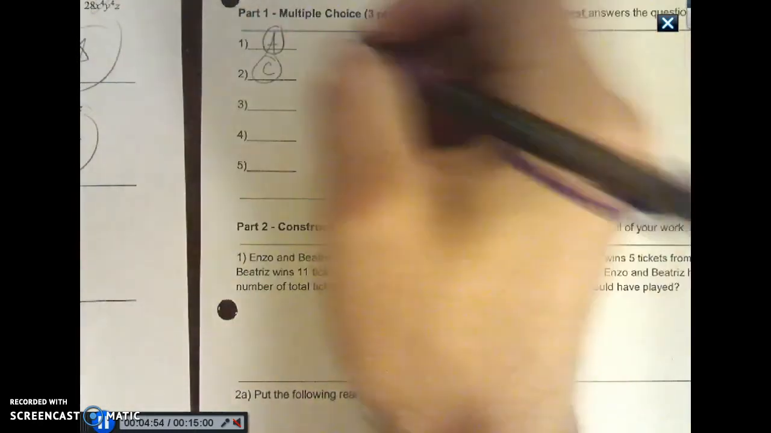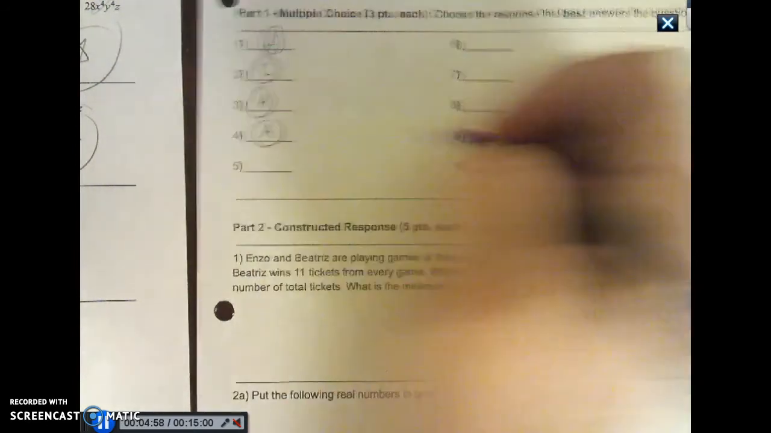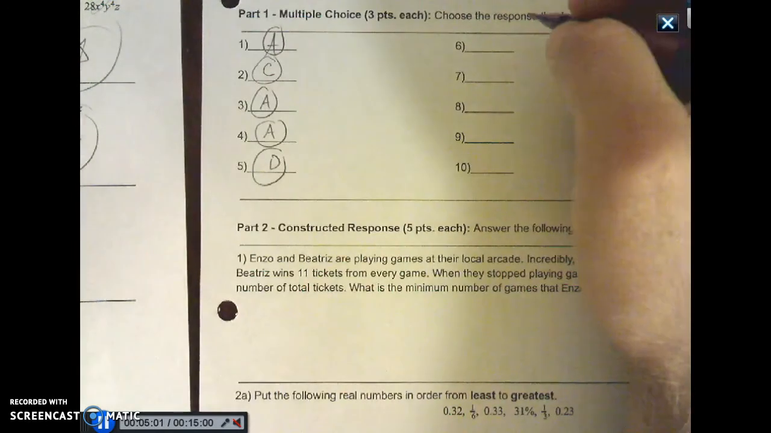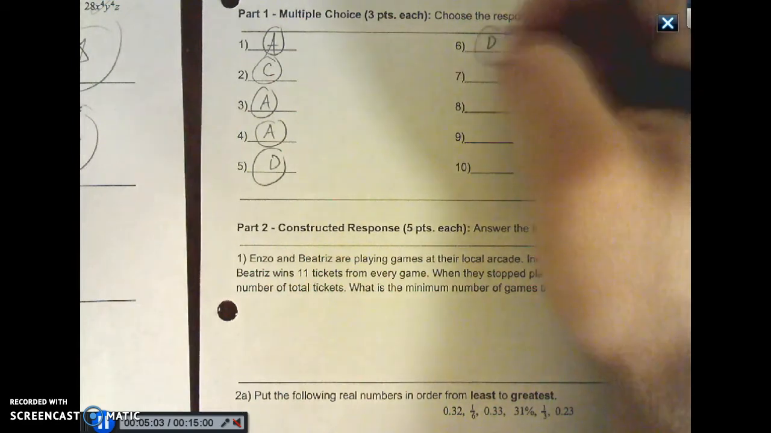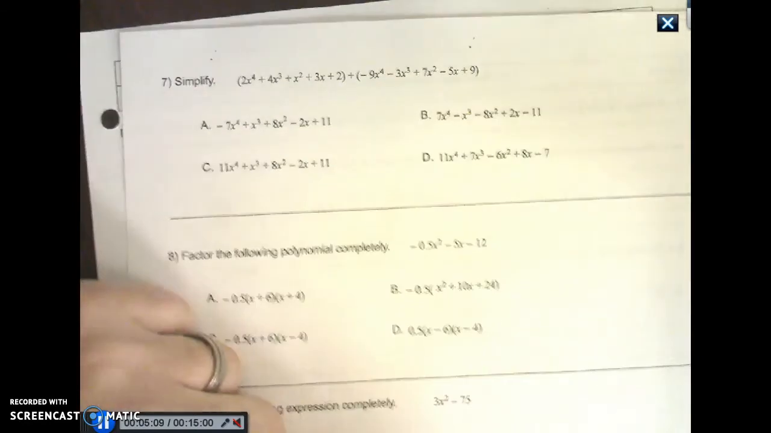So over on our sheet here, number 2 we said was C. 3 we said was A, 4 is A, 5 is D, 6 is D. Okay, cool. Don't forget to transfer your answers over.